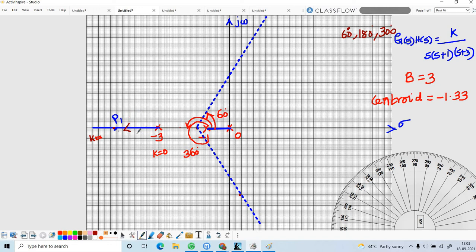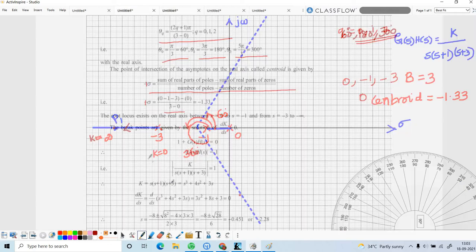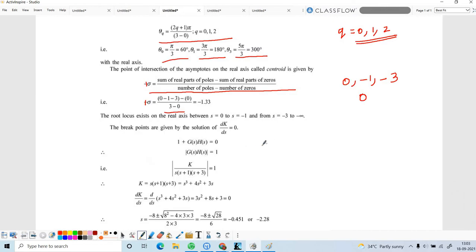One of the root locus branches is over, that is minus 3 to infinity. So K is equal to 0 to infinity; it starts at minus 3 and ends at infinity. The other two branches should be between 0 and minus 1. Okay, how to find the breakaway point? Breakaway points are given by the solution of dK by ds equal to 0.